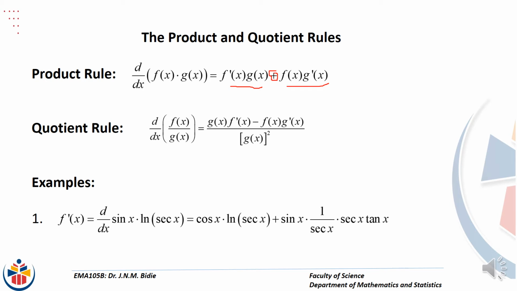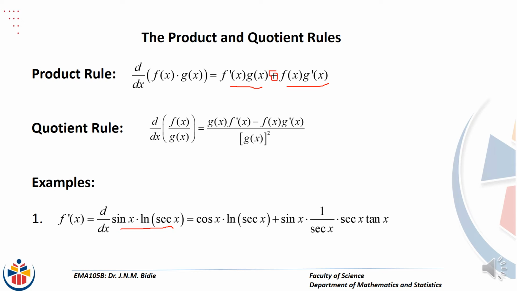Let's do some examples. Note that in our examples we'll have the chain rule also included, product rule as well as the chain rule, because those are the kind of problems that we encounter. So let us say we were asked to find the derivative of sine x ln sec x. So now our f prime of x will be, note that this is a product of two functions. So we start with the derivative of the first function times the original second function.